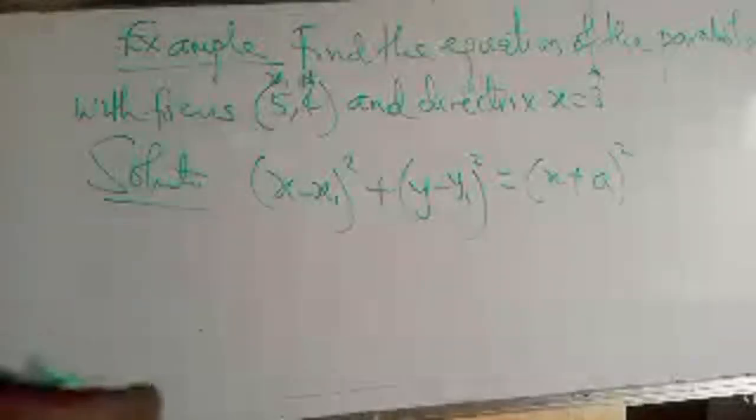So our a is 3. Sorry, this one should be minus a, not plus a. So we will now have (x minus 5) squared plus (y minus 4) squared is equal to (x minus 3) squared, our a being 3, which is our directrix.